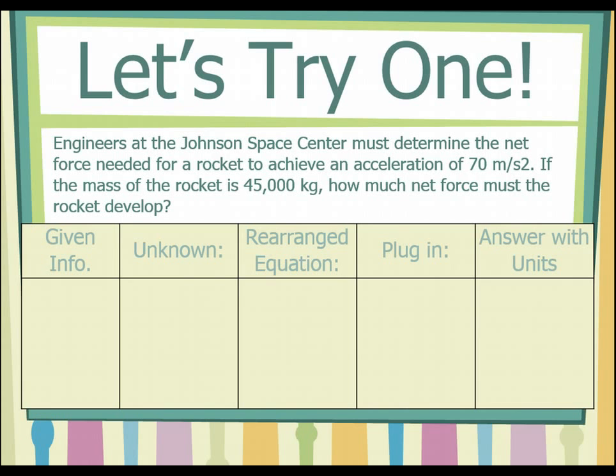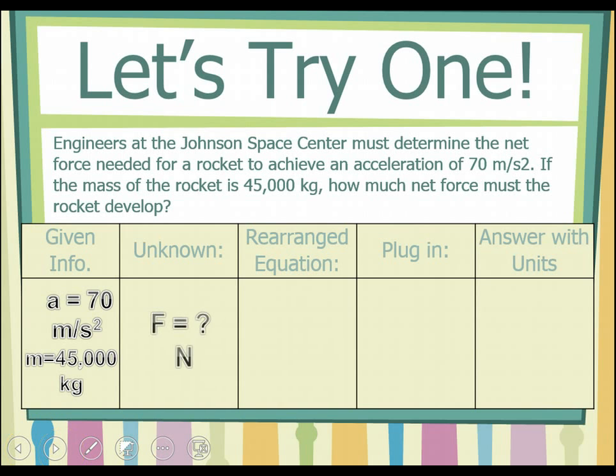So let's find the given information. Right here, they show us the acceleration, and here they show us the mass. So the acceleration is 70 meters per second squared, and the mass is 4,500 kilograms. And they're asking us right here for force. So that would be our unknown.